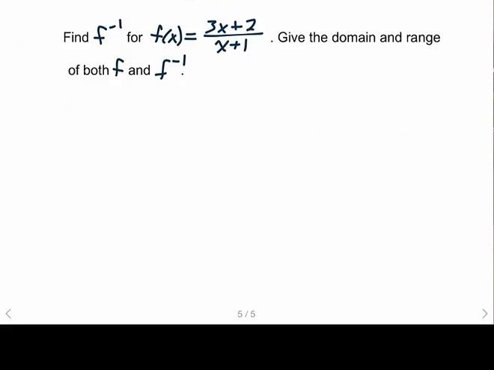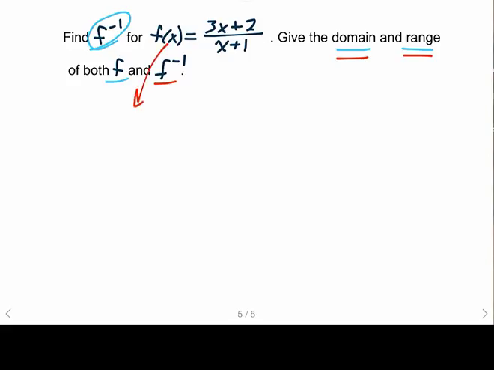For our last example, we have what typically is a test favorite of mine. Find f inverse for f of x equals 3x plus 2 over x plus 1. Give the domain and range of both f and f inverse. Let's count stuff. How many things are you being asked to find? F inverse, the domain and range of f, and the domain and range of f inverse. That's 5 things. To find f inverse, we're going to use that switch and solve technique.